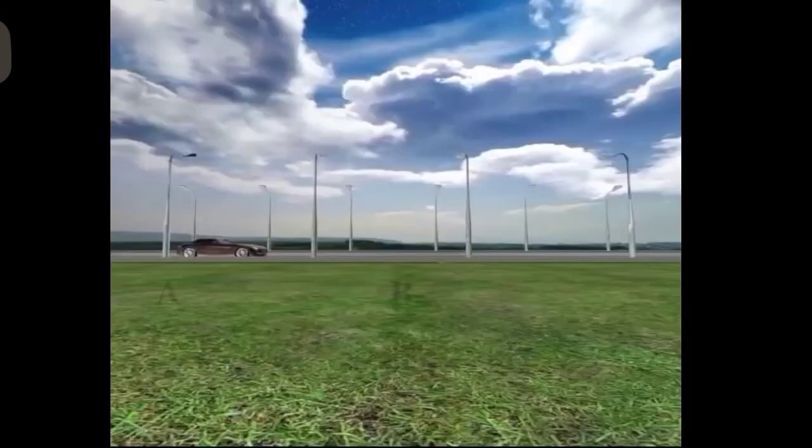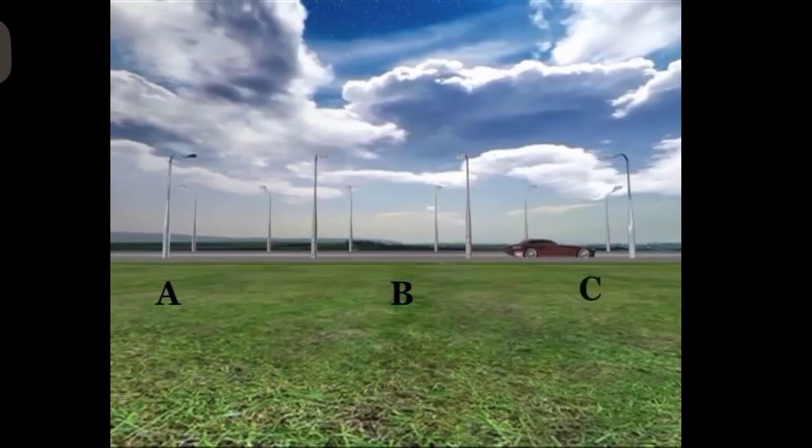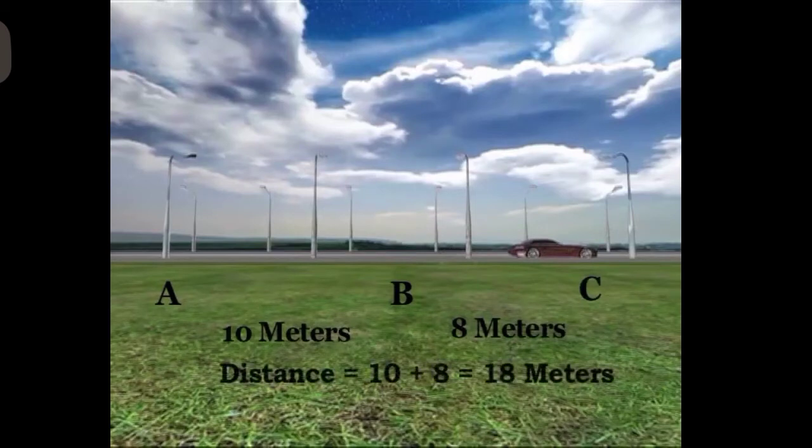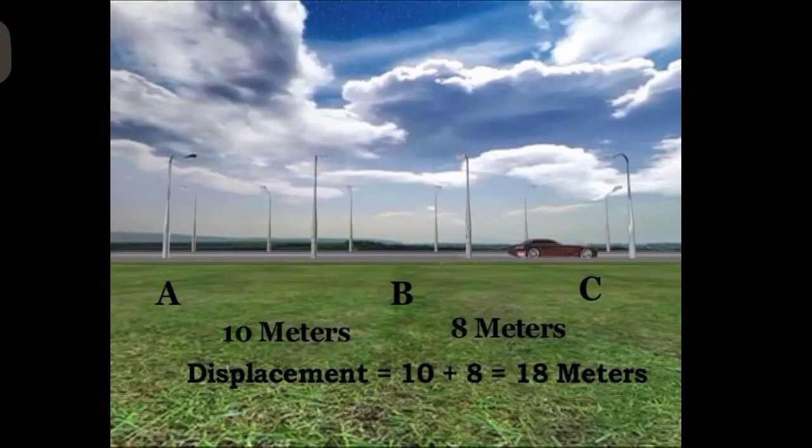There are a few examples. Here the object is moving from A to B, then to C, 10 meter and 8 meter respectively. So, the distance is 10 plus 8, that is 18 meter, and displacement is again 10 plus 8, that is 18 meter. Here the object is moving without changing the direction of its motion.